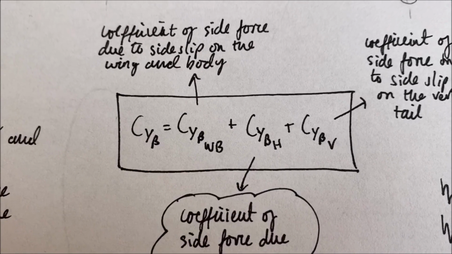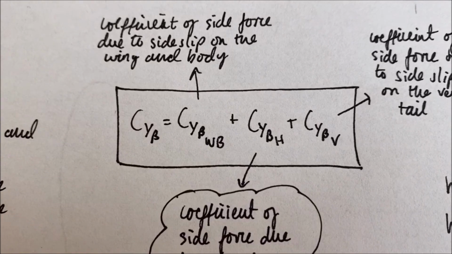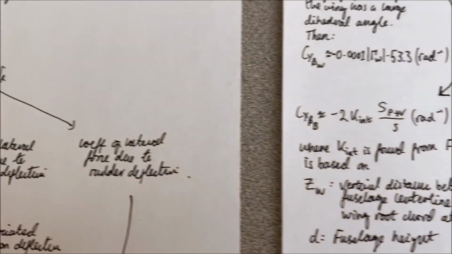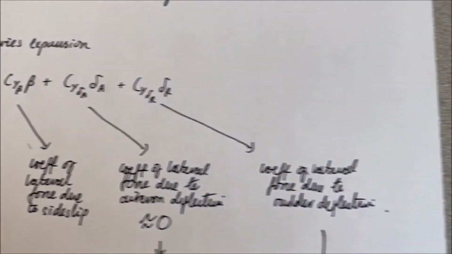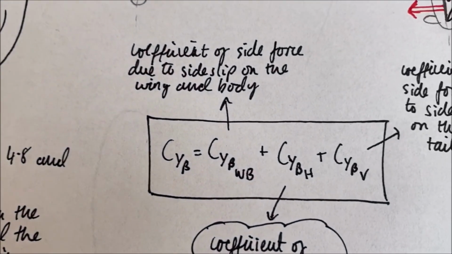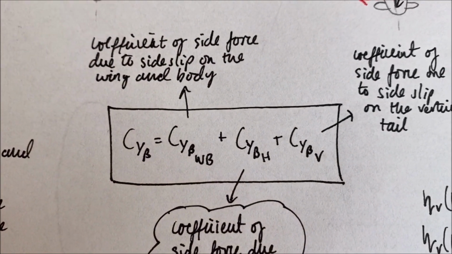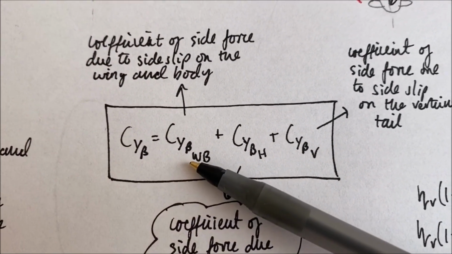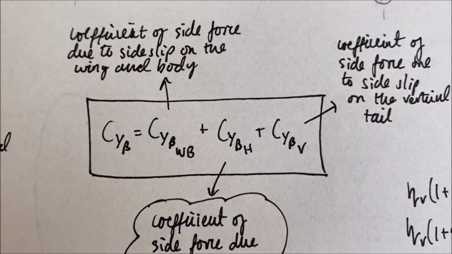Alright then, so this is our formula for the coefficient of lateral force due to side slip. That's the term that we just had over here, right? That's the only one that we're left to deal with. You can see that we can break that up into coefficients of side force due to side slip on the wing and body, the horizontal tail and the vertical tail.